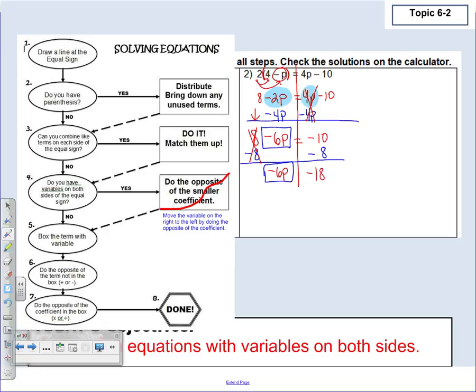Step 7 says do the opposite of the coefficient in the box. Coefficient in the box is a negative 6. It's being multiplied by p, so the opposite would be divide by, and we'll divide by a negative 6. Again, notice we do not change the sign of the 6. So negative 6p divided by negative 6, they cancel. We're left with p, and negative 18 divided by negative 6 is a positive 3. So we get that p is equal to positive 3.